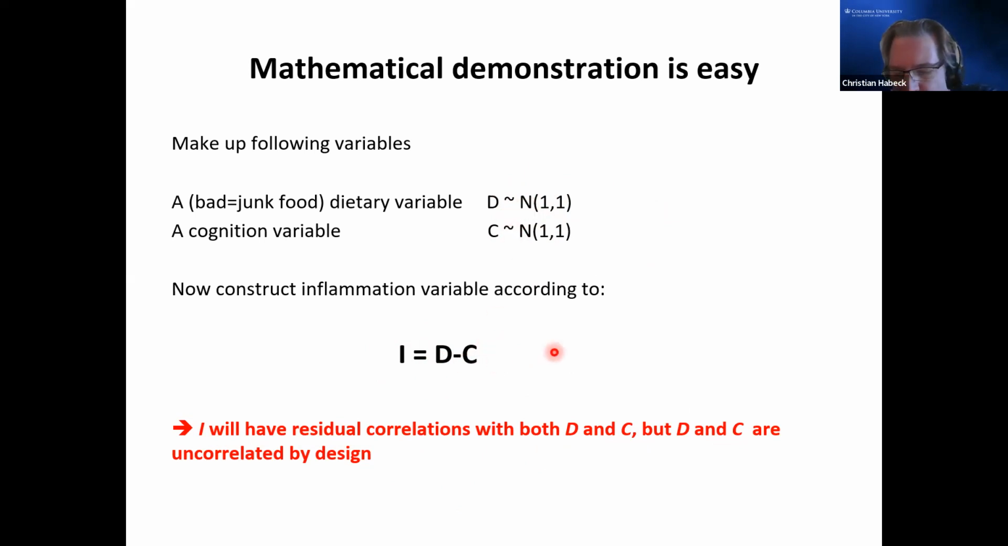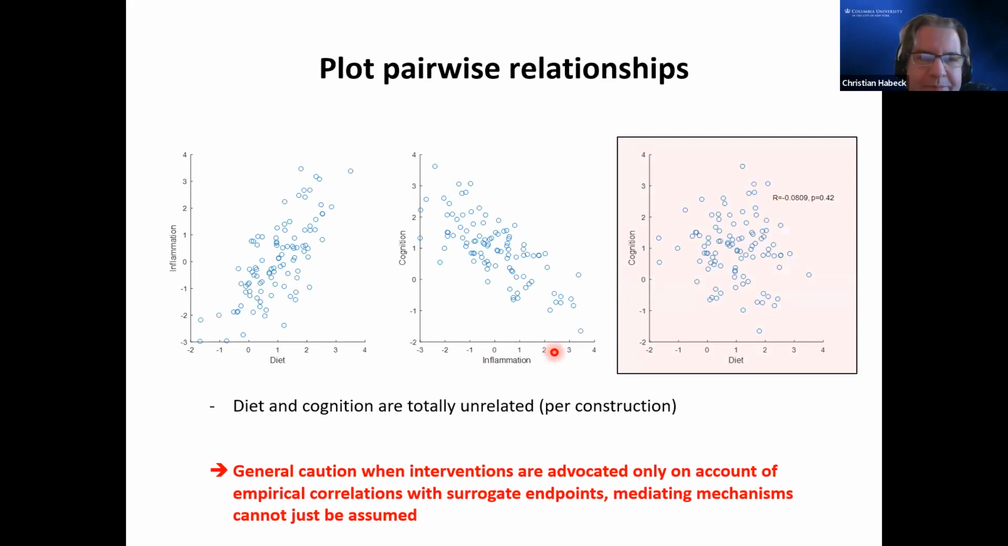And now you can actually plot these pairwise relationships. You see, it's a little faint to see. I hope you can see it on the screen. We plot diet against inflammation. We have a nice positive correlation. Our sad diet sort of leads to inflammation. We also have inflammation being related to cognition. Worse inflammation will give you worse cognition. So we have A correlates with B, B correlates with C, but per construction, A is uncorrelated with C. You can see here, it looks like birdshot. There's no relationship there at all.